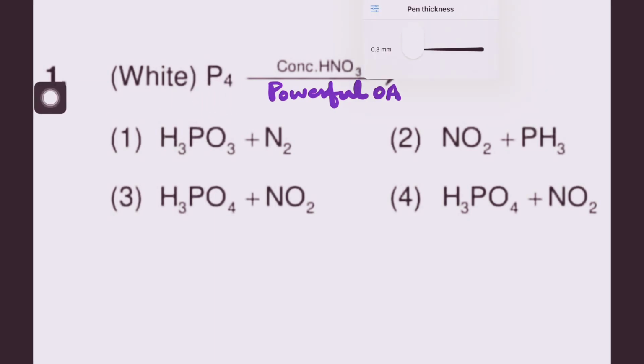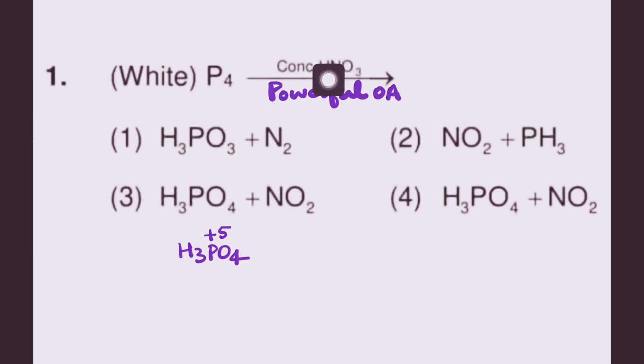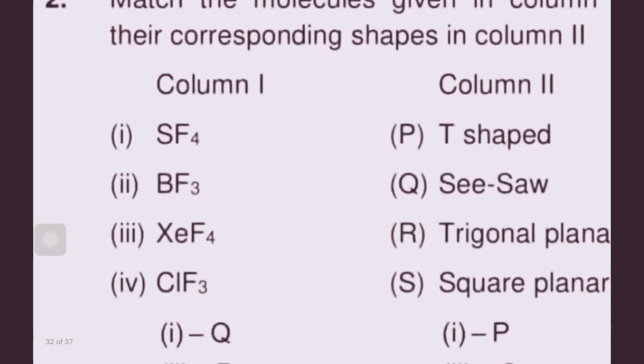Okay, so you can see that phosphoric acid is basically H3PO4, where the phosphorus is in +5 oxidation state, and nitric acid from +5 oxidation state itself will get reduced to +4, that is NO2. So the correct answer for this will be option C, that is phosphoric acid and NO2. Let's see the next one.